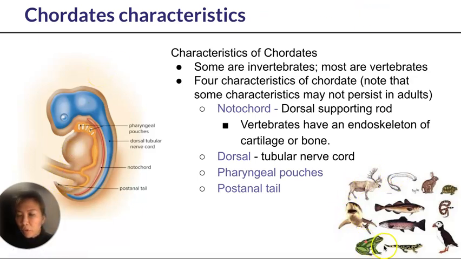Here's a picture of all of these different chordates, and you can see it's quite a variety, where we have everything from the shark that we mentioned, which has vertebrae made of cartilage, to a rabbit and a bird, where the bird would be in the class Aves, whereas a rabbit is in the class Mammalia. We're going to talk about these different classes later on, but all of these fall under the chordates, and they will all have these four characteristics.